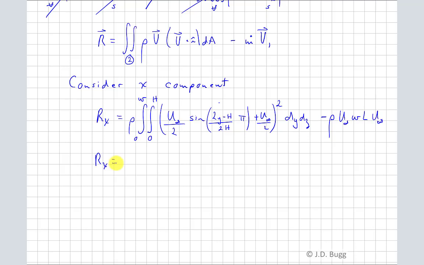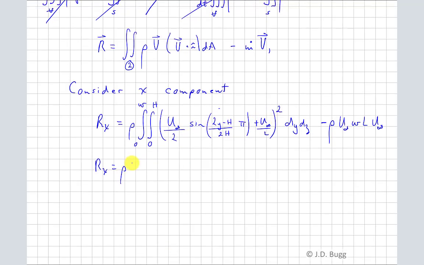So we can factor some stuff out of this. We have our density out front already. Notice there's going to be a u infinity squared in every term. So I can factor out the u infinity squared. W I can integrate right away because nothing in there depends on z. There's also going to be a 4 in the denominator of every term, so I can factor that out. And what I have left is my integral with respect to y, so that'll be from 0 to h.